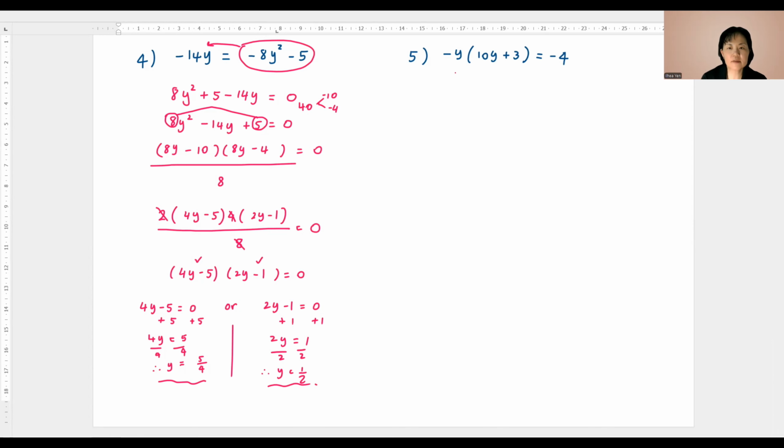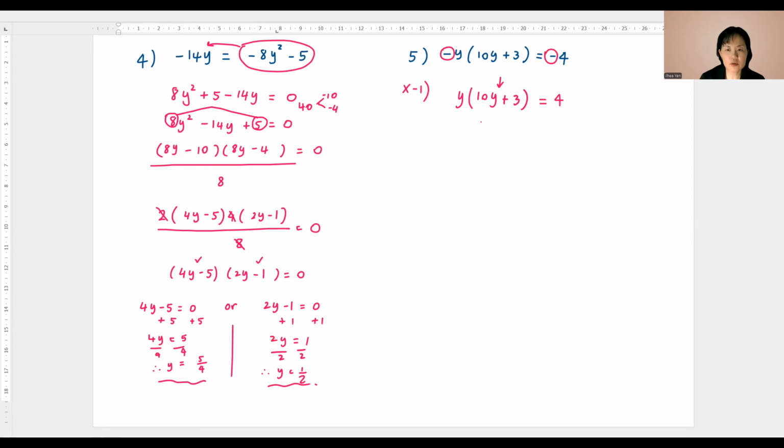Question 5. I've got minus y brackets 10y plus 3, close the bracket equals minus 4. First thing, I don't like all these negatives. So what I'm going to do is times everything by -1. When I do that, this becomes just y, 10y plus 3. I'm just getting rid of these negatives, so inside stays the same. That looks much better.